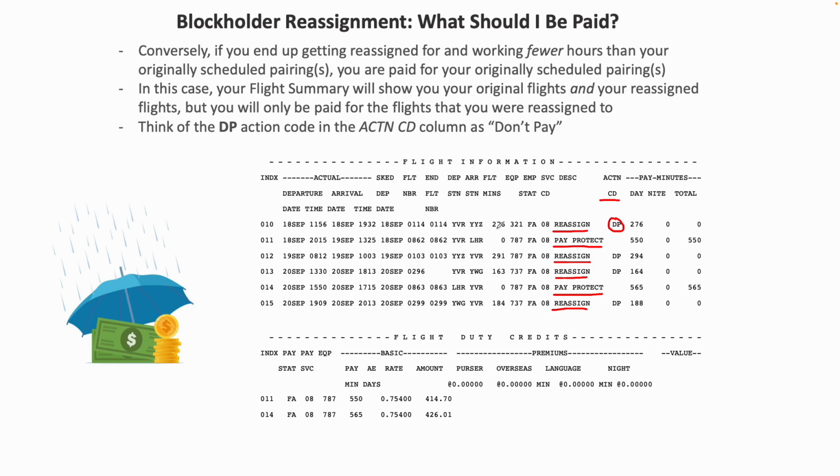The reason it's important to have this is at the end of the day, you can see that there's index items 10, 11, 12, 13, 14, and 15. But you'll notice that for any of the index items that have DP, you will not see them paid out in flight duty credits. You'll just see that there's 11 and 14. That corresponds to what I was pay protected for, which is 550 and 565 minutes respectively.